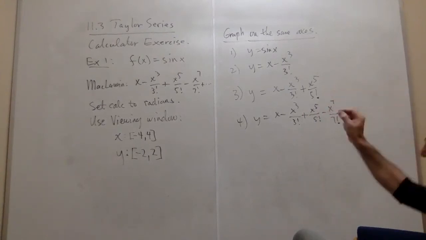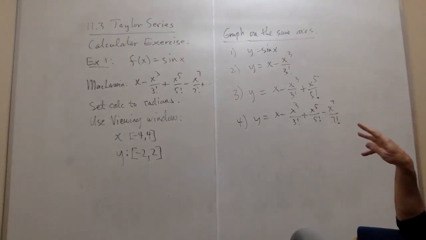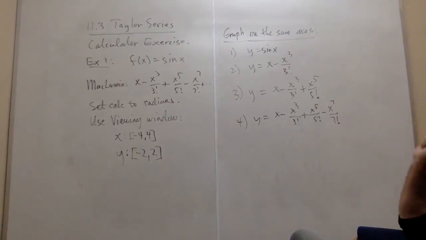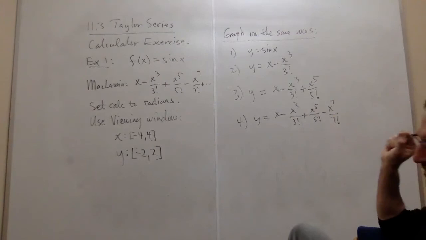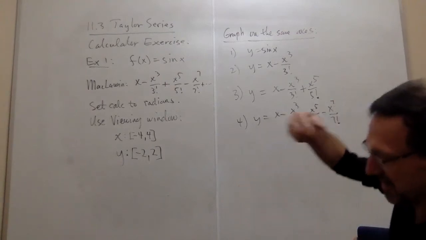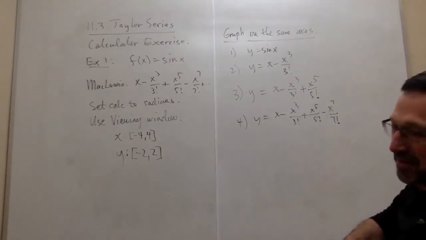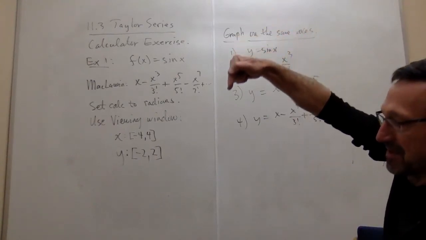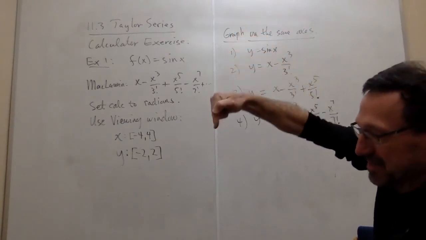So graph these one at a time. Actually, put them into your calculator as 4 separate functions. Or better, do the first 2. Put in y equals sine x, and then the second one, x minus x cubed over 3 factorial, and then graph those. And notice how you're going to get a sine wave, of course, the first one, and then you're going to get a 3rd degree polynomial. I think it's going to come from above, and it's like a sine-seeking function. It's going to come down and connect with that sine function.